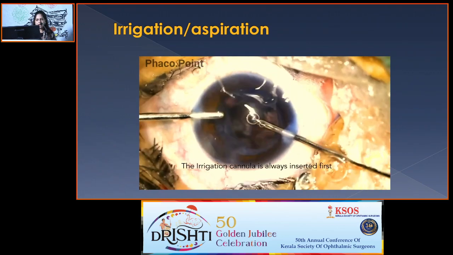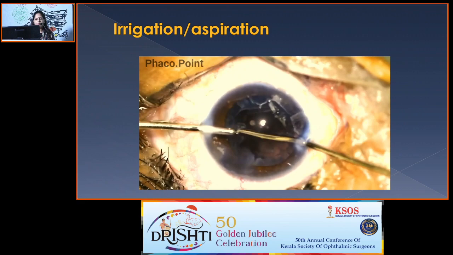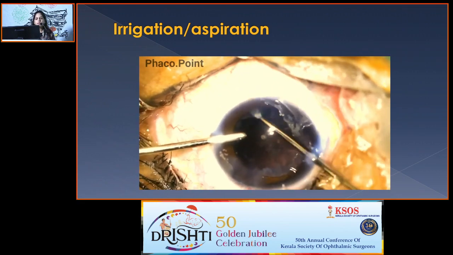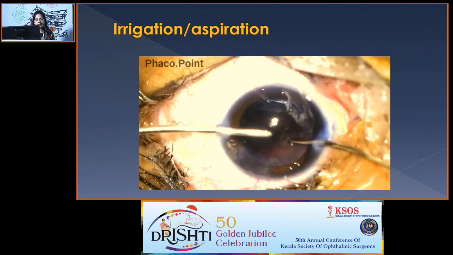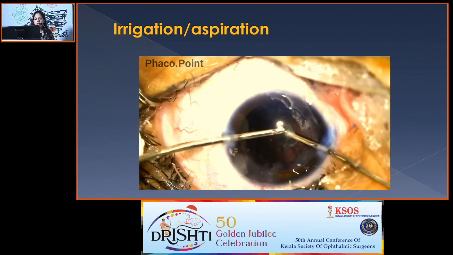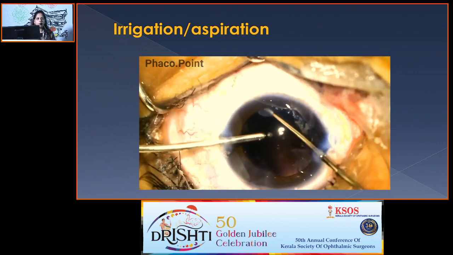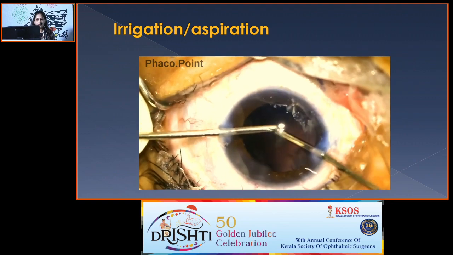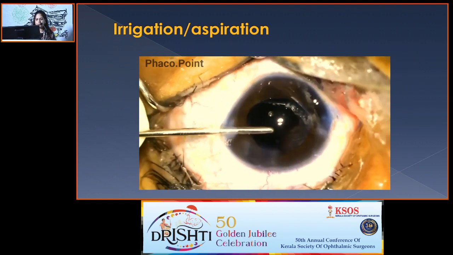Coming to the irrigation aspiration, I personally like the bimanual irrigation aspiration better. Always hold the anterior lamina of the cortex and pull it tangentially towards the center to avoid stress on the zonules. Proceed in a clockwise or anticlockwise manner, whichever is comfortable, because it is easy to remove the cortex from the adjacent area where it is already removed.